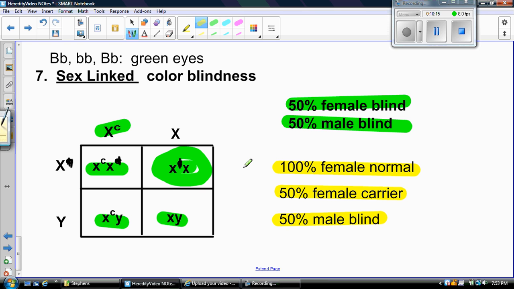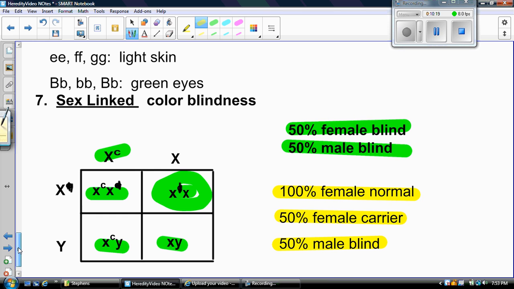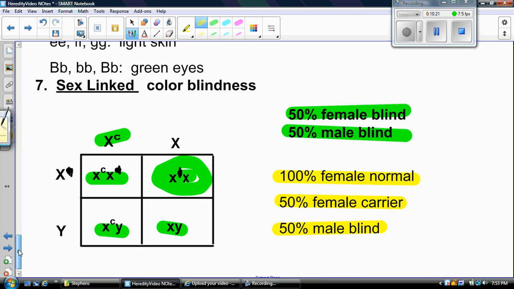Okay, so hopefully after today you've got a better understanding of how traits can be inherited, and through Punnett squares you can now figure out the probability of why some traits are inherited more often and some traits are not.